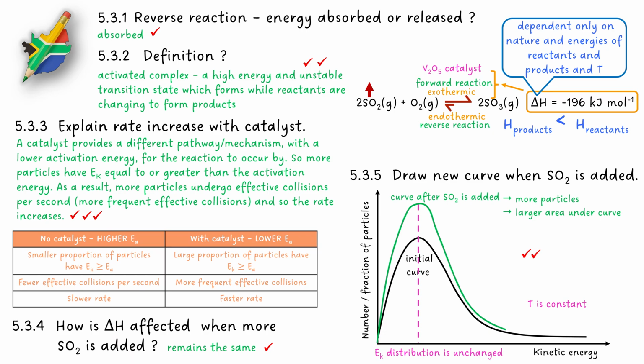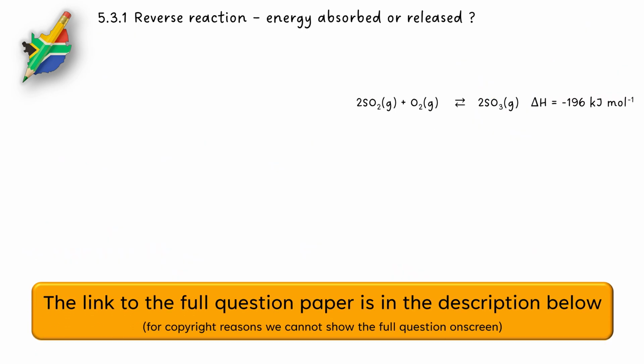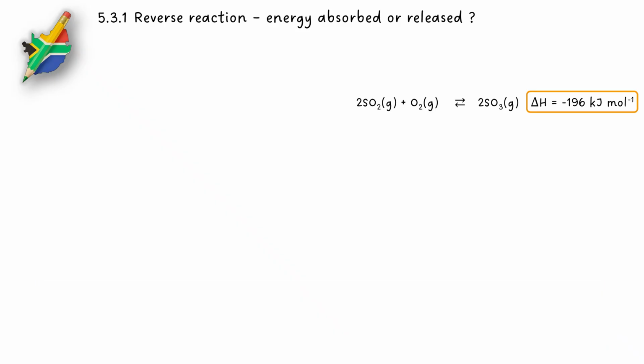Question 5.3. We are given a reversible reaction, and in the first question we are asked about the energy change during the reverse reaction, whether the net change was a release or an absorption of energy. We are given the heat of reaction, delta H. And remember, when the heat of reaction is written next to a chemical equation, it is referring to the forward reaction. Since the heat of reaction is negative, this means that the energy of the reactants is greater than the energy of the products, and so in the forward reaction, there is a net release of heat energy.